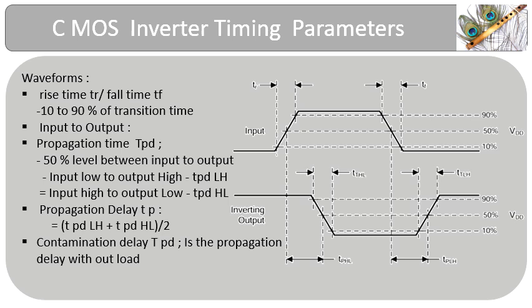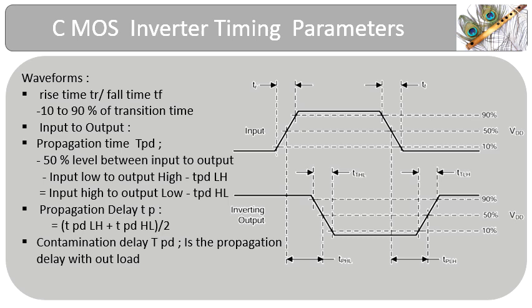Typical CMOS inverter timing parameters measurement method is described below. Time between 10 to 90% of rise or fall transition is defined as rise or fall time. Propagation time TPD is defined as the time elapsed between 50% of input and output signals. The time elapsed between 50% level of input low to output high is known as TPD-LH.